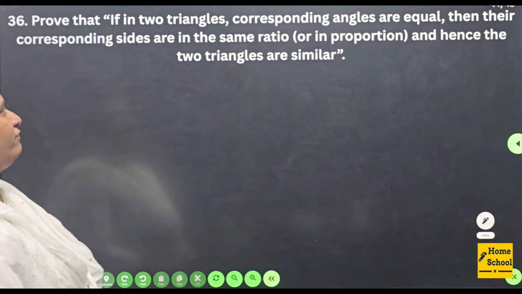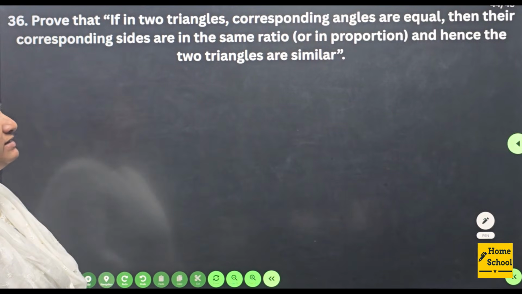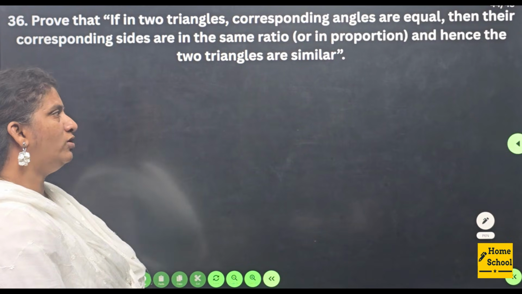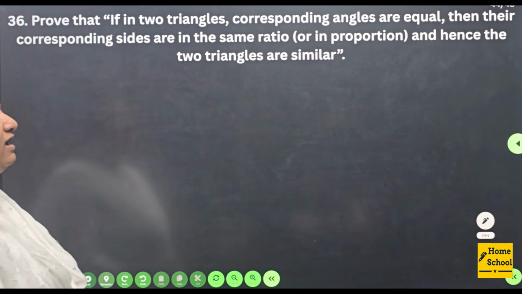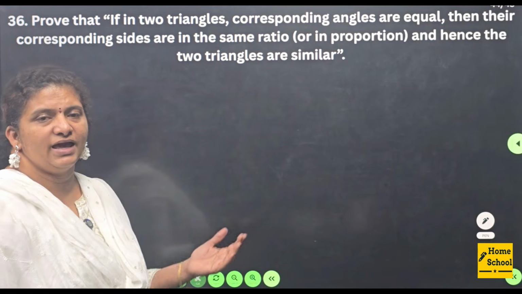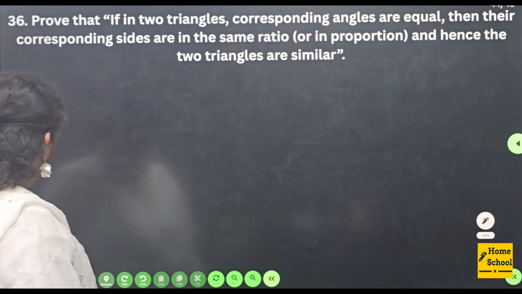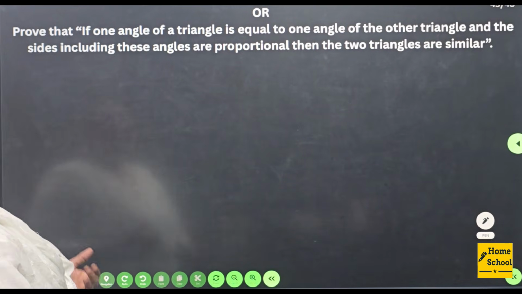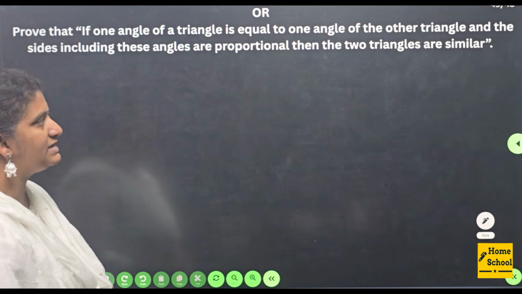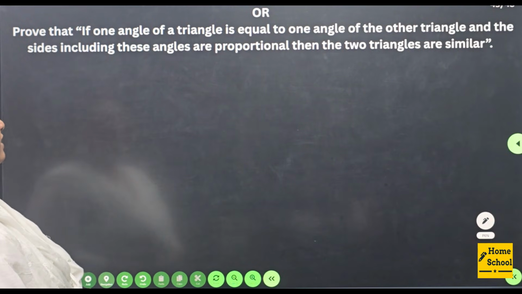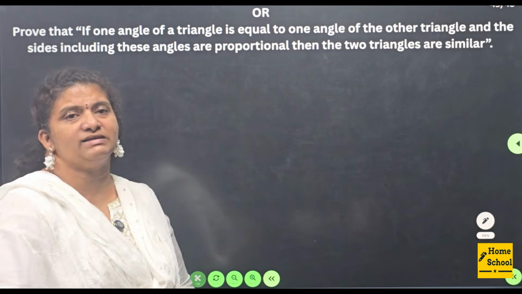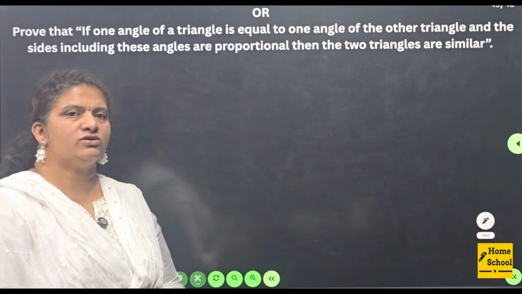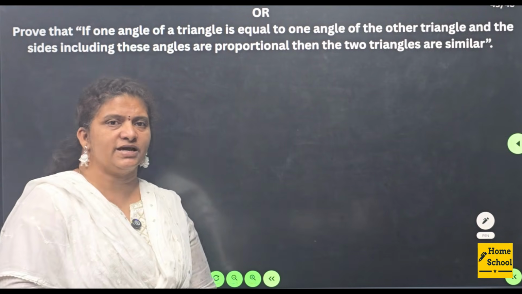36. Prove that if in two triangles corresponding angles are equal, then their corresponding sides are in the same ratio and hence the two triangles are similar. This is a direct textbook theorem from your triangles. In this or another theorem also given, that is prove that if one angle of a triangle is equal to one angle of the other triangle and the sides including these angles are proportional, then the two triangles are similar. This is also direct theorem from triangles chapter.